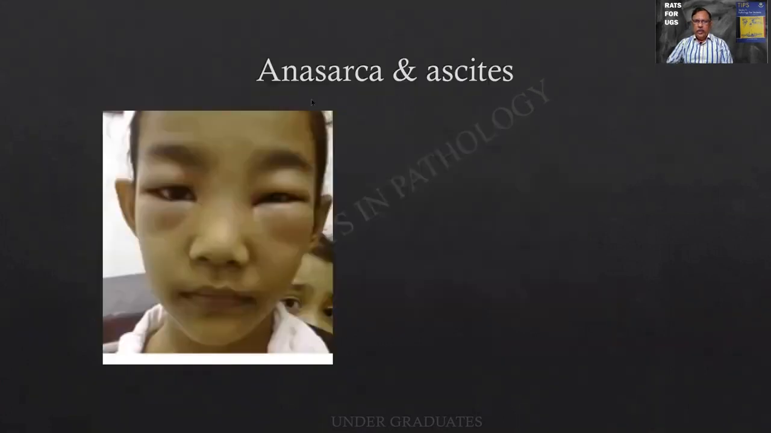This condition is called anasarca. Anasarca means the generalized edema in the periorbital region, in the peritoneal cavity, as well as the extremities. It can occur in conditions such as nephrotic syndrome due to the retention of sodium. Also, it can be seen in malnutrition.